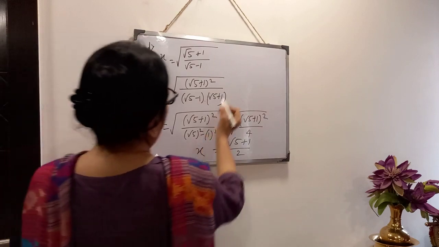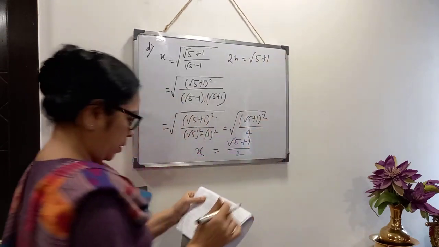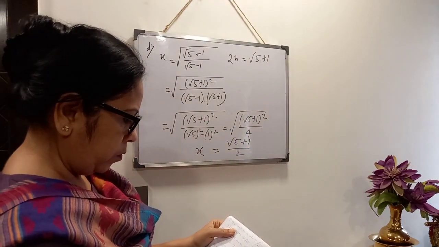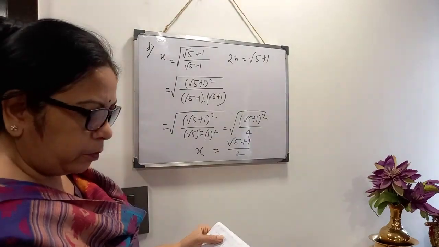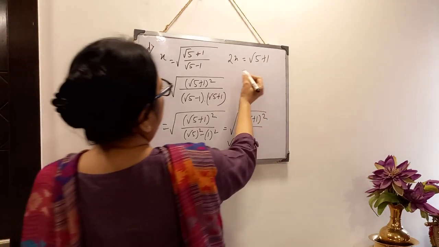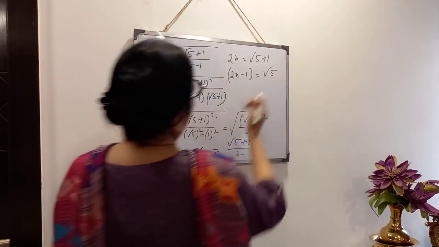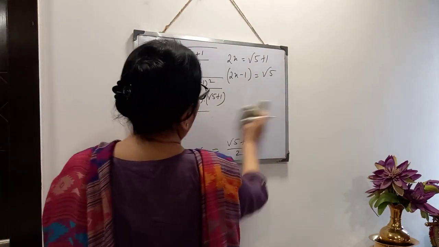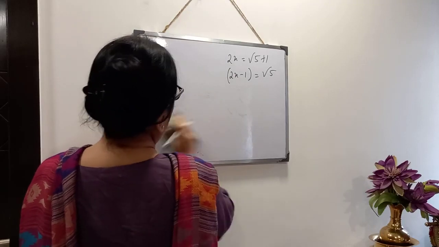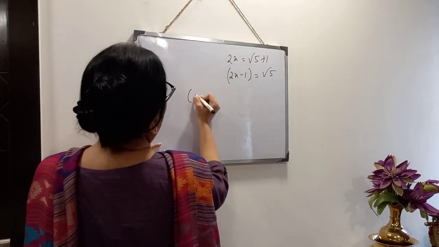Then we will cross multiply. 2x equals root over 5 plus 1. Then what to do? You have to show that x square minus x minus 1 equals 0. Clear? Then 2x minus 1, keep this side, and root over 5 that side. Why am I doing this? Because if I square, then root 5 will become 5. Clear? That's why I have taken 1 on the left hand side. Then I will square both sides.